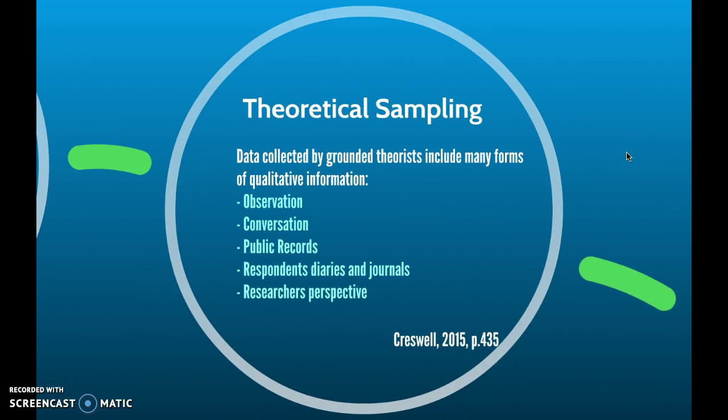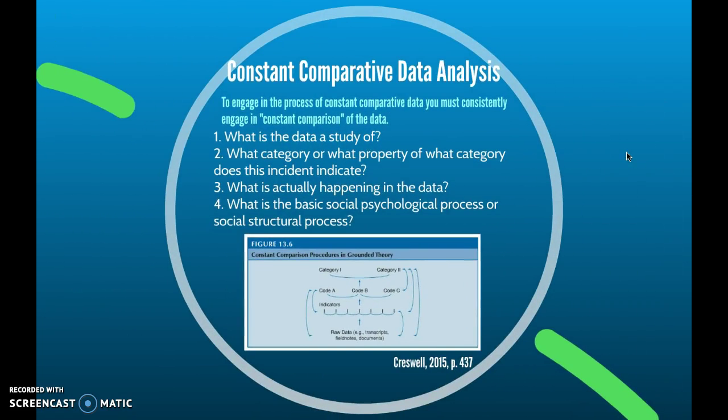The second is theoretical sampling. So as a researcher, grounded theorists look at observations, conversations, public records, respondents' diaries and journals, and the researcher's perspective. So a combination of this type of theoretical sampling can give an opportunity for the researcher to have a very strong study.